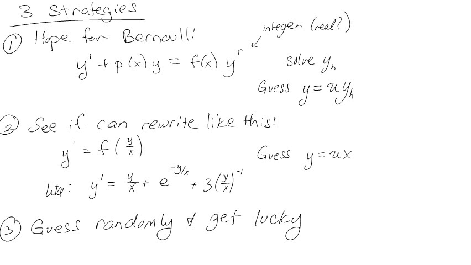All right, so let's go for this. The first one is hope for Bernoulli. So let's assume that we have ourselves a nice little Bernoulli equation. So this one is Bernoulli.